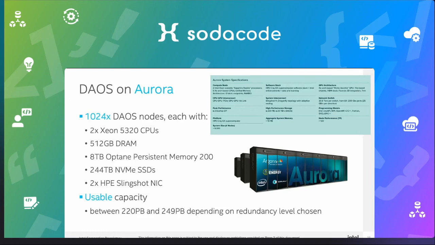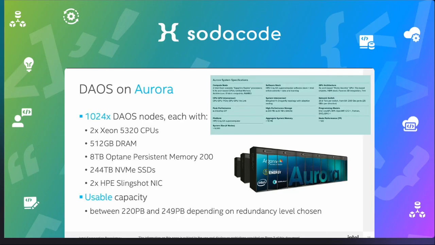The Aurora DAOS system will be composed of 1,024 DAOS nodes. Each DAOS node will be a dual socket system with 512 GB of RAM, 8 TB of Optane persistent memory 200, and 16 NVMe SSDs for a total NVMe SSD capacity of 244 TB per node, and 2 HPE Slingshot cards to connect to the high-performance fabric. The total capacity of the DAOS system will be 249 petabytes without data protection, or 220 petabytes with erasure code.